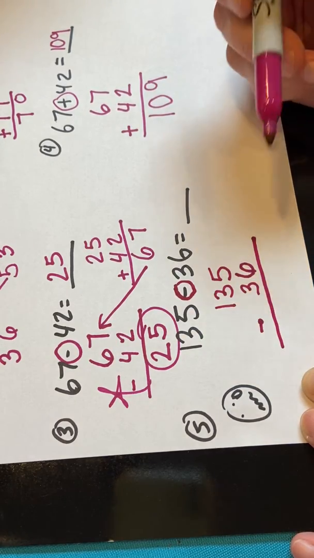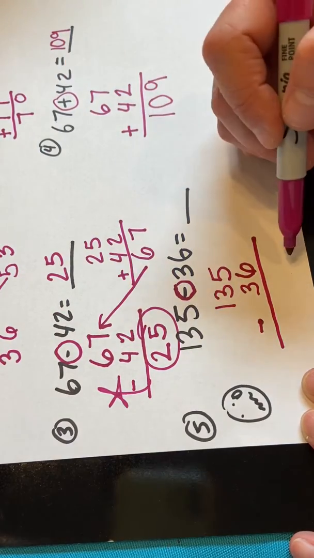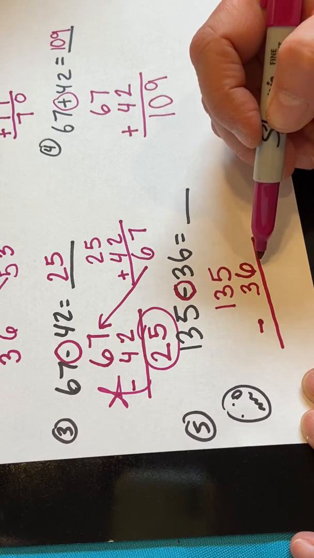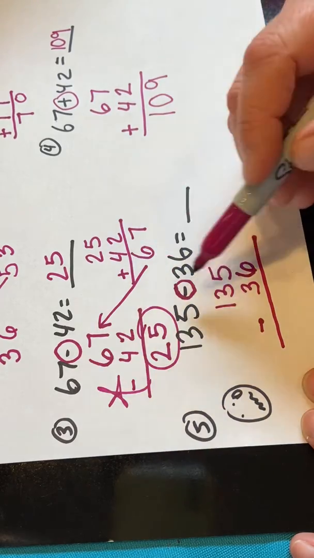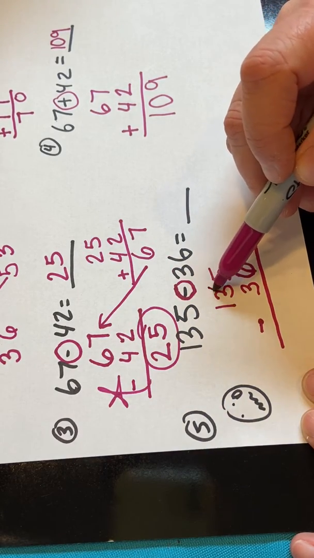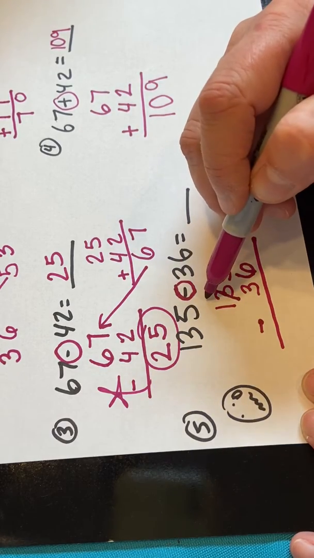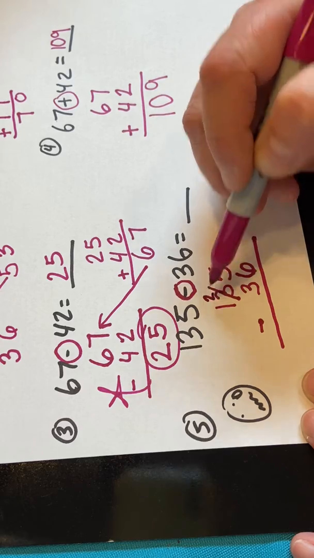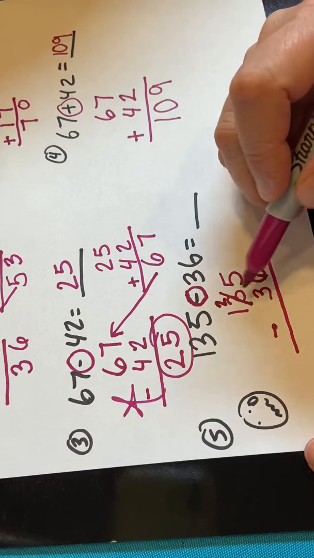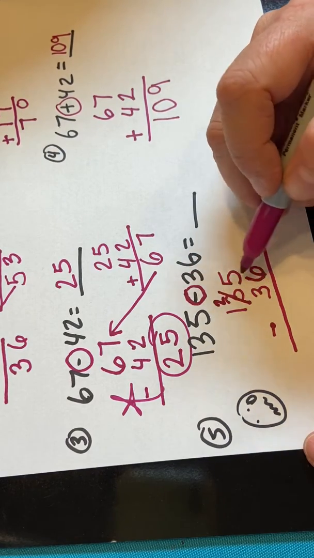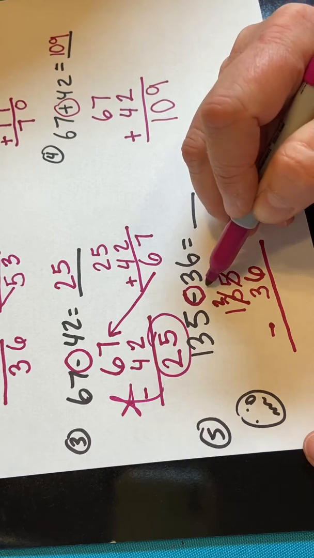All right, what do we do first? Well, we subtract the 1s, just like in a problem like this. Our problem is 5 minus 6. 5 is smaller than 6, so I have to regroup. So I'm going to go over here, and I'm going to take a 10 away from this 3. How many 10s will I have left? I will have 2 10s left. I'm going to take that 10, and I am going to add it over here to the 5. So 10 and 5 is 15.